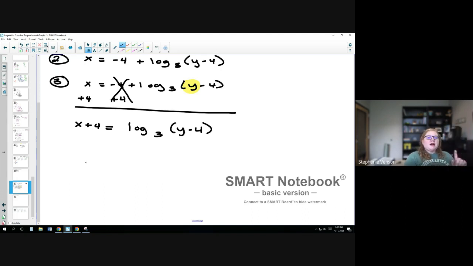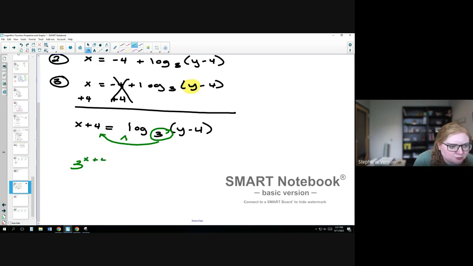Now I know that my job is to solve for y, and that the only way that I can get that y out of the inside of the log is to rewrite this logarithmic equation as an exponential equation. So I always start with my base. Remember, it's 3 raised to what's on the other side of the equal sign, set equal to what's inside. Now I can solve it.